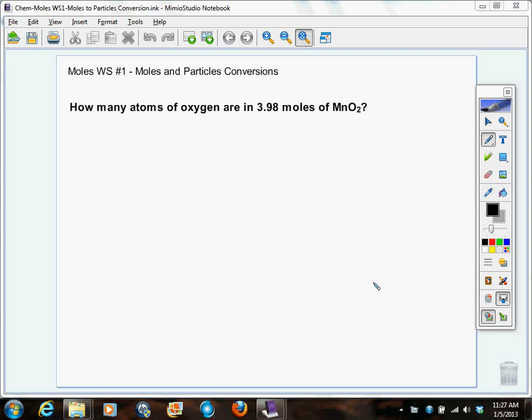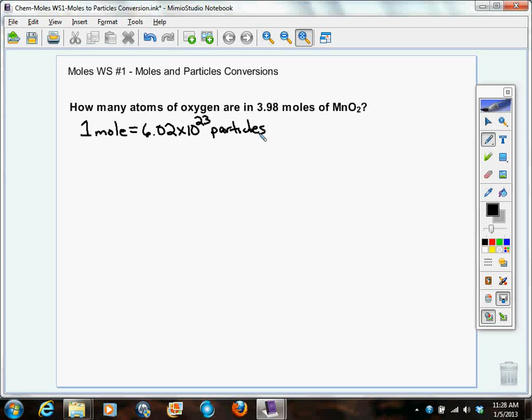The first conversion, we know, is that 1 mole of a substance, and this was with everything, 1 mole is equal to 6.02 times 10 to the 23rd particles. Whatever those particles may be. In this case, it's formula units. So 6.02 times 10 to the 23rd particles.